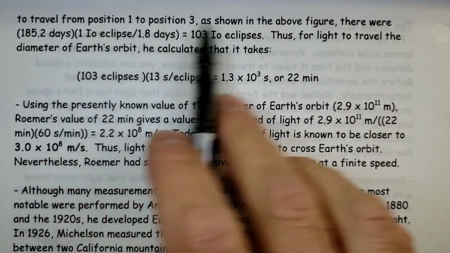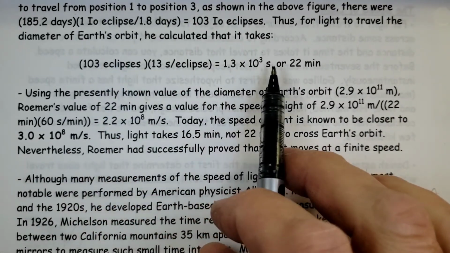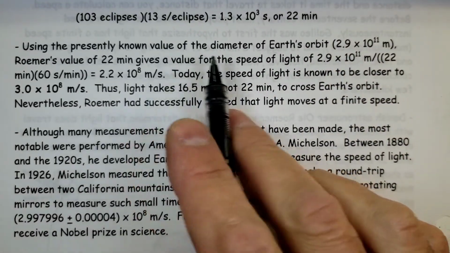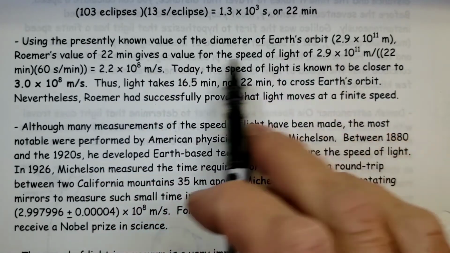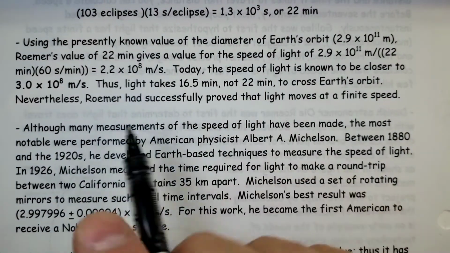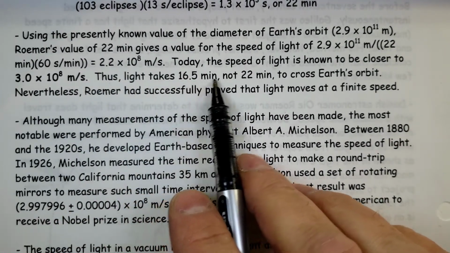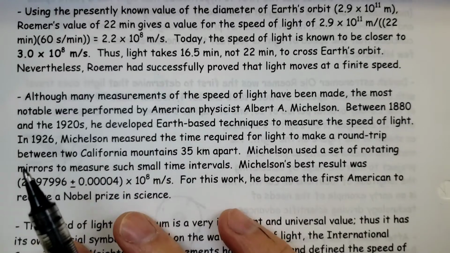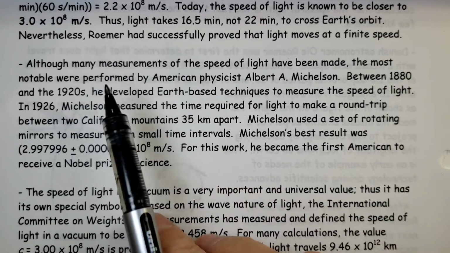As shown in the above diagram, there are 103 eclipses. Thus, for light to travel that diameter of Earth's orbit, he calculated that it takes an extra 22 minutes. Using the presently known value of the diameter of Earth's orbit, Romer's value of 22 minutes gives a value for the speed of light of 2.2 times 10 to the 8 meters per second. And today we think of the speed of light as being closer to 3.0 times 10 to the 8 meters per second. Thus, light takes 16.5 minutes, not 22 minutes, to cross Earth's orbit. Nevertheless, Romer was very successful at proving that light moves at a speed limit, and not a too bad a value figuring that out.